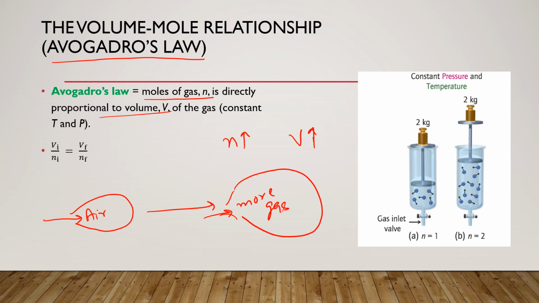More gas, so more will be the volume of the balloon. So that is essentially Avogadro's law. The mathematical expression for Avogadro's law is given here. It is Vi over Ni equals Vf over Nf, where Vi and Vf are the initial volume and final volume, and Ni and Nf are the initial number of moles and final number of moles of the gas.